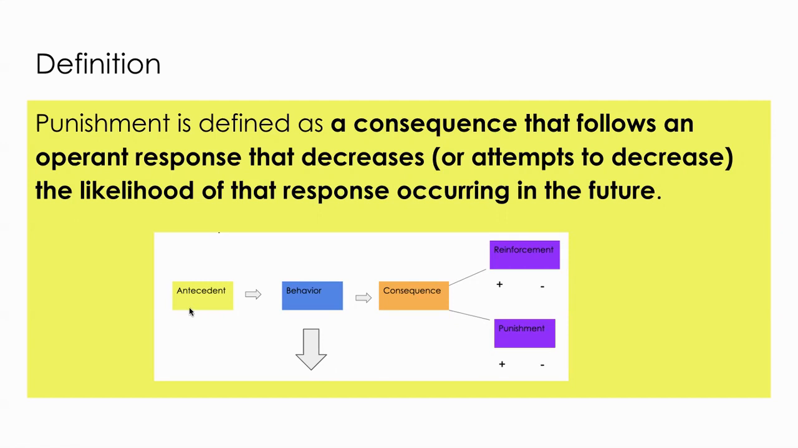So, here you'll see an antecedent. That's something that happens right before the behavior itself, and then the consequence. So, within consequence based systems, we have either reinforcement, which will increase a behavior, or we have punishment, which in this instance, you are trying to decrease a behavior.